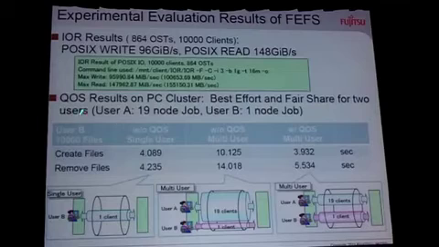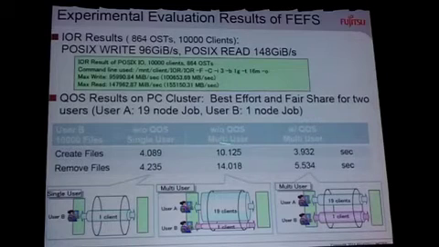This is a case where user A has a 19-node job and user B has a 1-node job, and each node repeatedly creates and removes 10,000 files. And this is the result. This is a single user without QoS. It takes about 4 seconds to create 10,000 files, and also 4.2 seconds for removing 10,000 files.